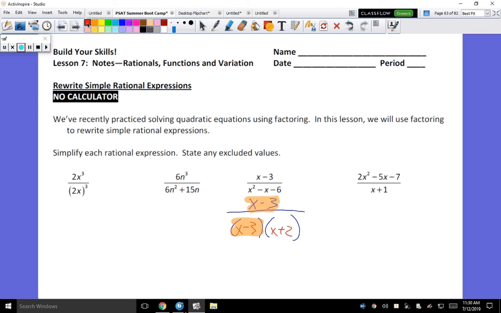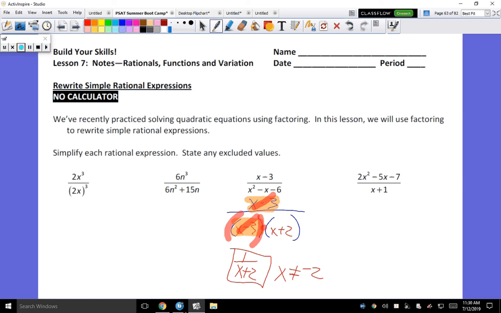Now, can these cancel? Yes, because multiplication exists between this entire piece. Do you understand? Okay, so what's left over as our answer? 1 over x plus 2. And it says state any excluded values. X cannot equal what? Negative 2. Because the denominator can't be 0.